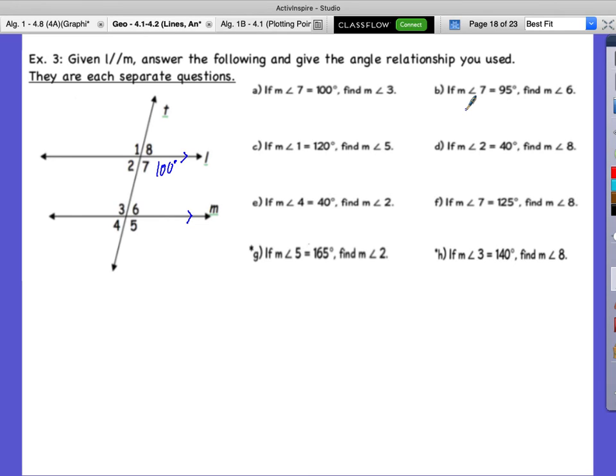So we're using the pictures kind of as a guideline. We're saying, hey, based upon this picture, if this is the case, then what's this? If this is the case, what's this? So here, if the measure of angle 7 is 100 degrees, what would the measure of angle 3 be?